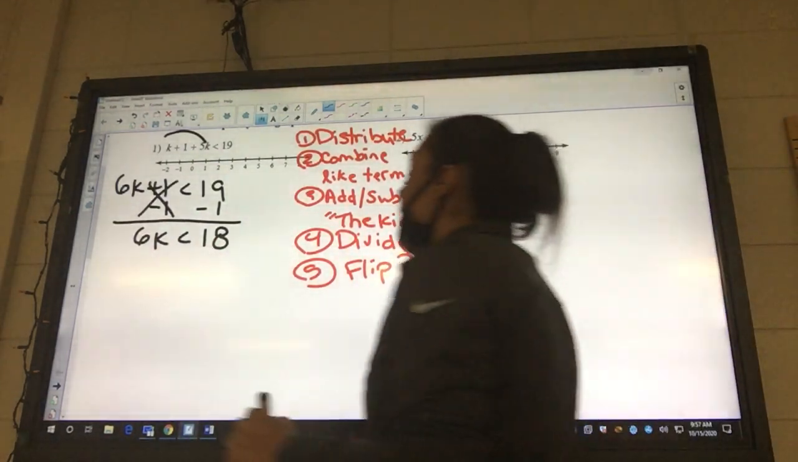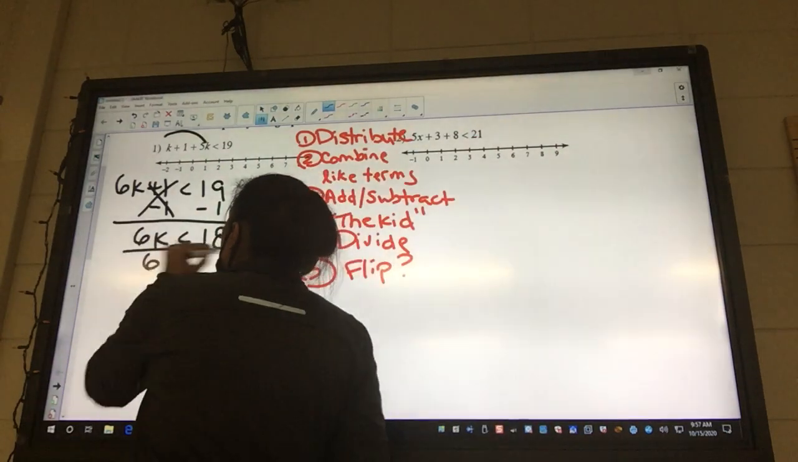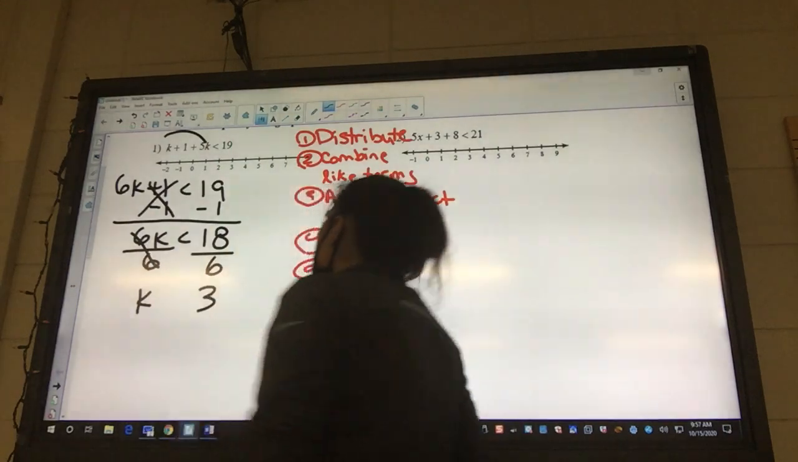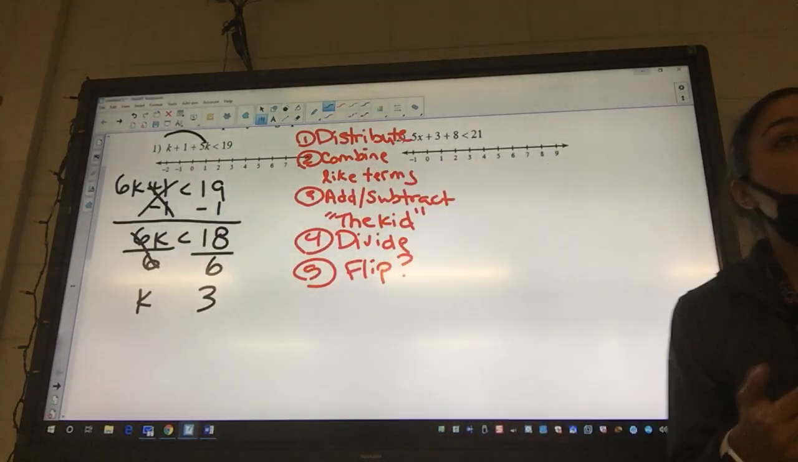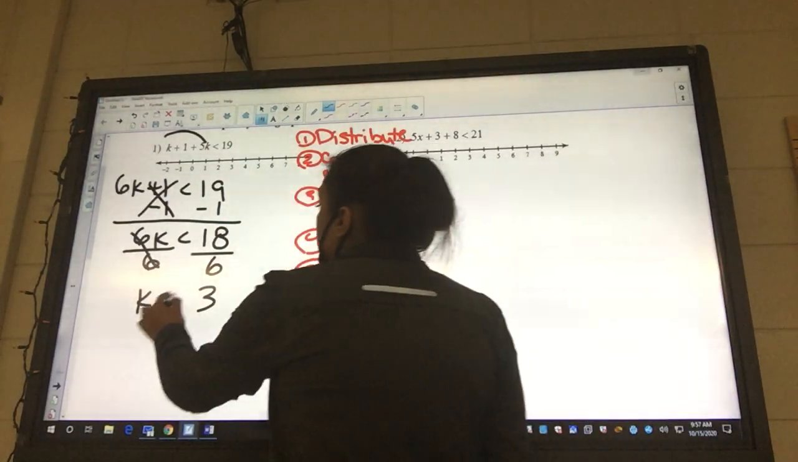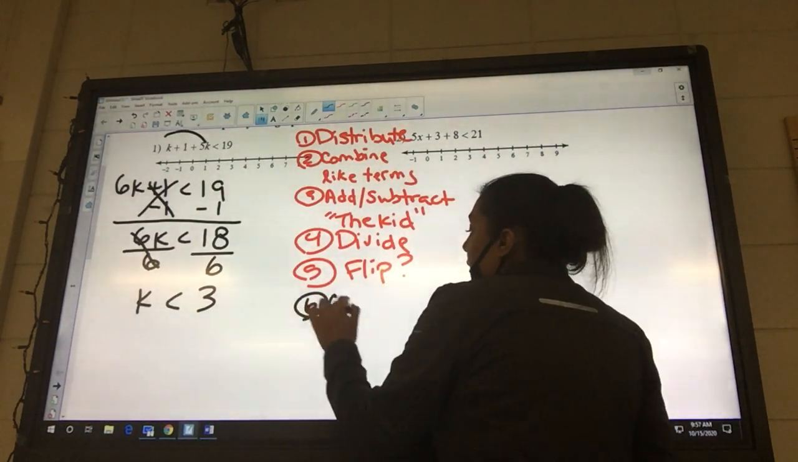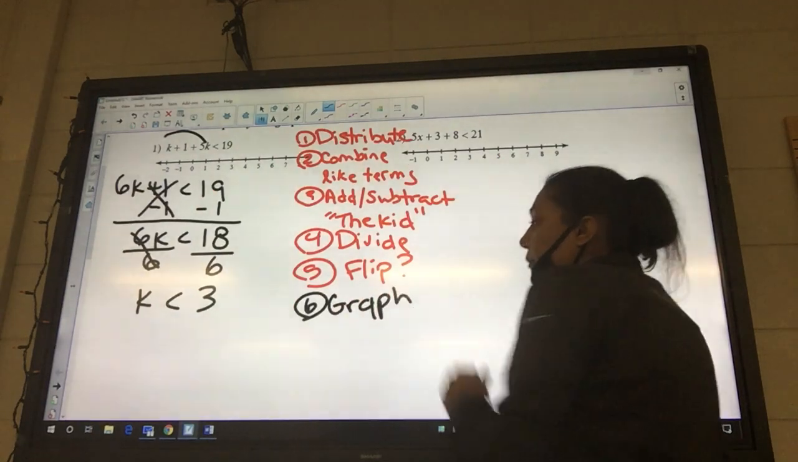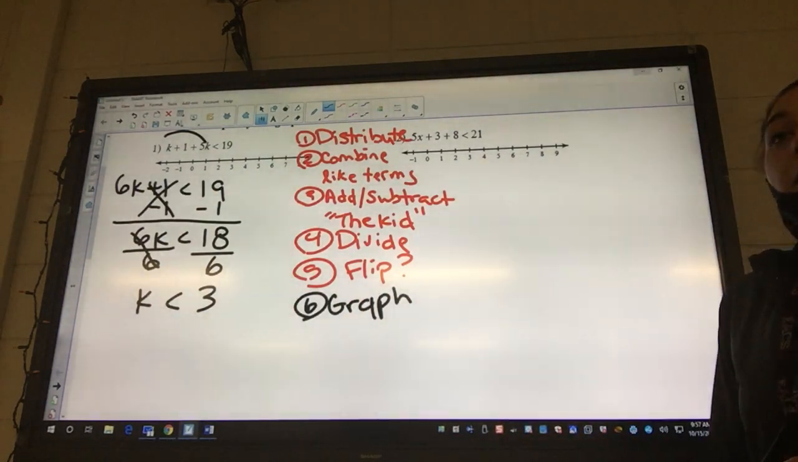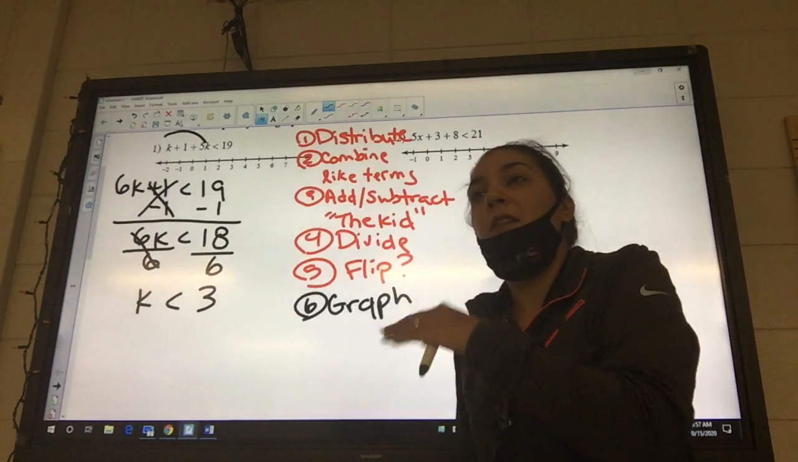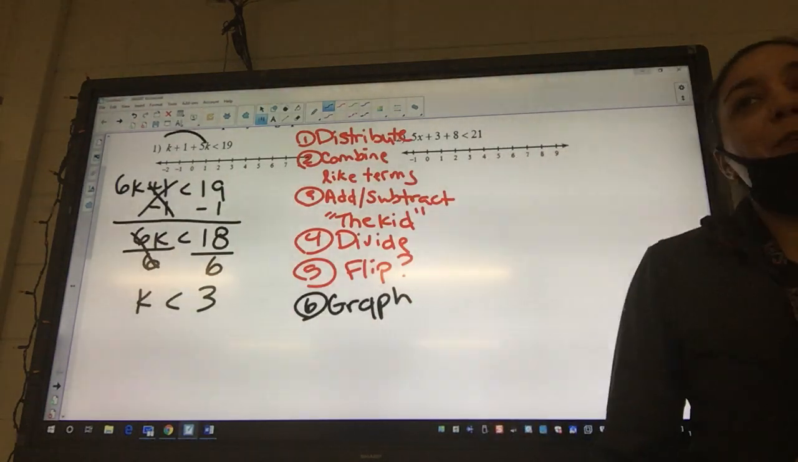My next step says to divide, so divide by 6, divide by 6. Do we need to flip? No. I guess you can write another step, but your step 6 would be to graph it. I feel like it's a given, but still, I have people doing either just graphing or just solving, not both.